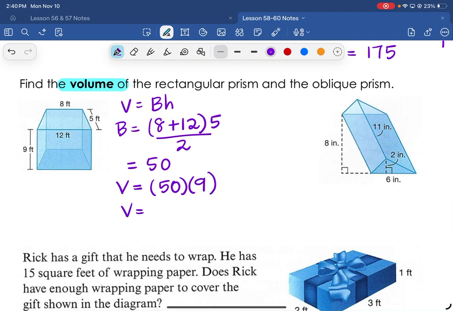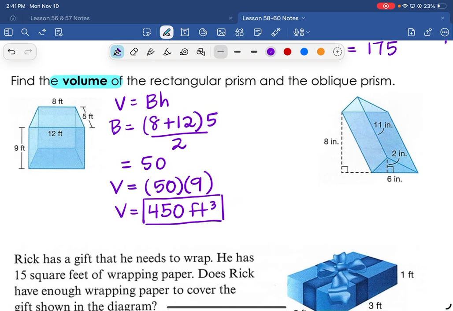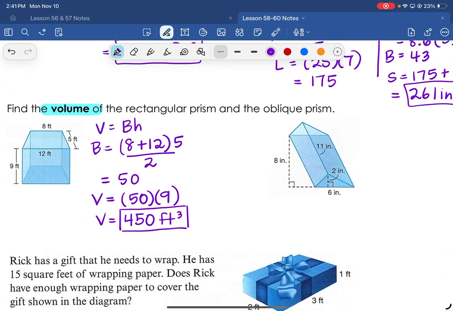So the volume equals 450. 450 what? Feet squared. Cubed. Feet cubed, cubic feet, because we're finding volume. Volume is measured in cubic units. Okay, why don't you give this one a shot? Find the volume of this oblique prism. Same formula. Find the area of the base and multiply it times the height.